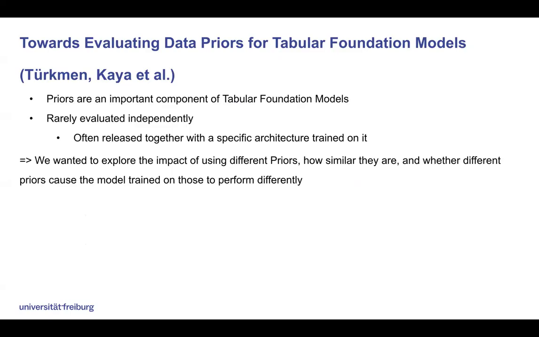And here the idea is that priors are important for tabular foundation models, but they are not often evaluated independently. For example, Tabical releases the architecture together with their prior. TabPFN v1 has its own architecture and its own prior, and people don't really evaluate Tabical on the TabPFN v1 architecture, on the TabPFN v1 prior, or the other way around. And so we wanted to isolate the impact of the prior and do some analysis. How similar are the priors that we see around? And can we maybe see that priors that generate similar looking data also cause similar looking downstream performance?